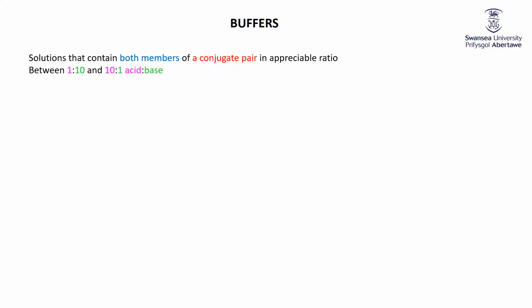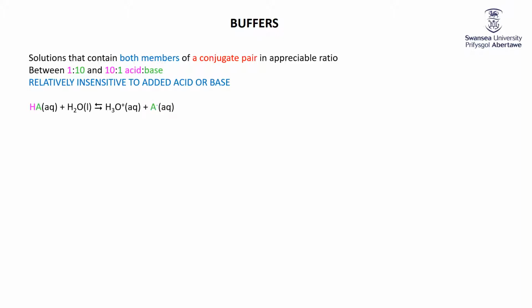As our last discussion in our fairly lengthy acid-base section, we're going to just spend a couple of slides talking about buffers. Buffers, I've already indicated to you in a titration, are solutions that contain both members of a conjugate pair in an appreciable ratio. Appreciable ratio means between 1 to 10 or 10 to 1. So you've got the conjugate acid and its conjugate base somewhere between 1 to 10 and 10 to 1.